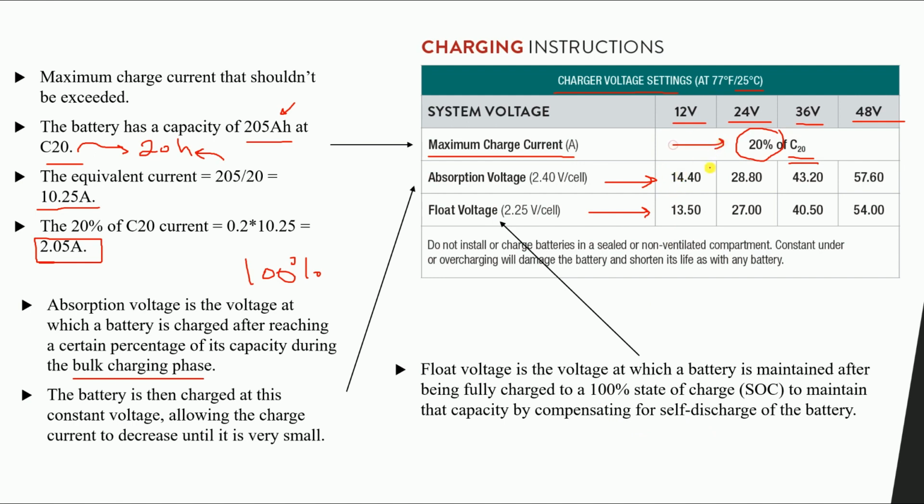This one, this one, this one. And if you have 24 volts, then you are going to use these values, 36, these values, 48, and so on. These values are really important to be added to the charge controller, the one which will help in charging our batteries.